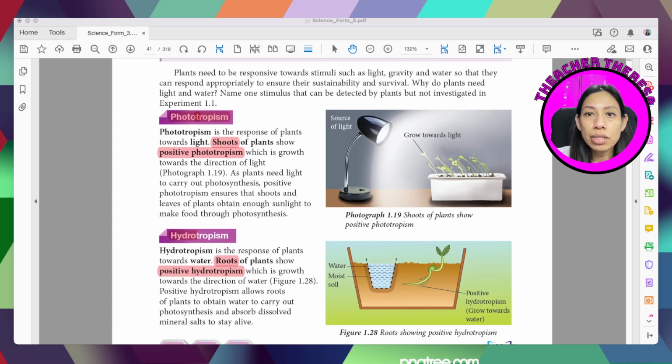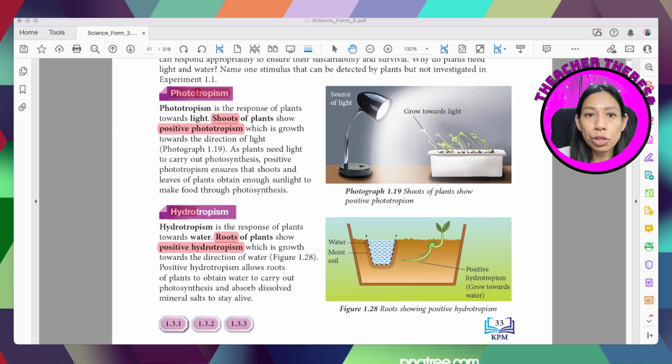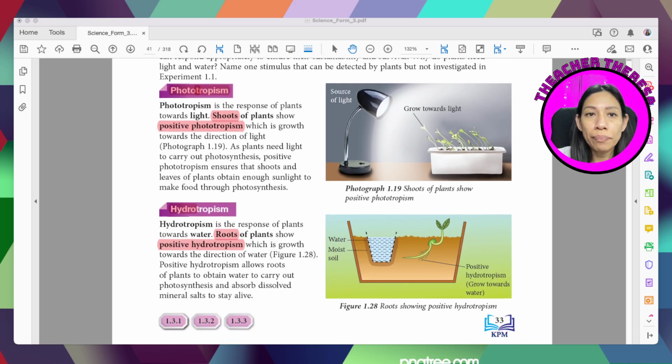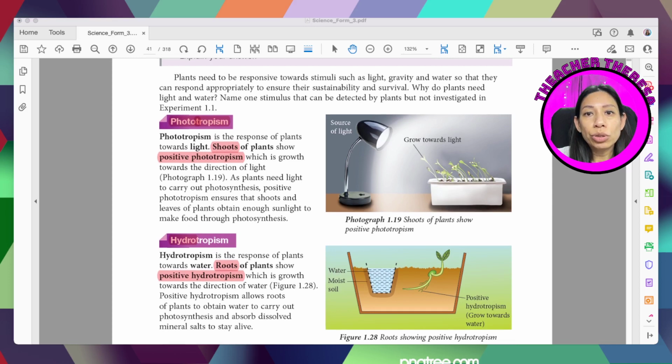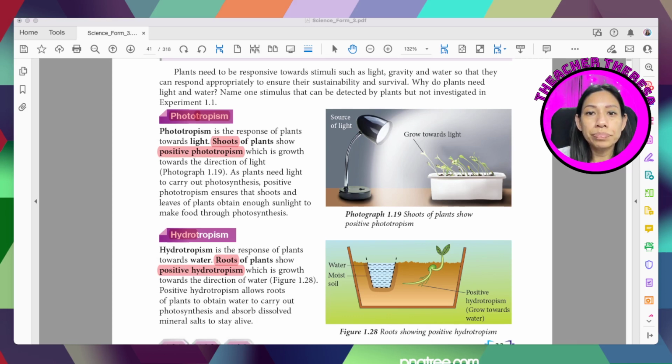Hydro is water. So hydrotropism is only in the root. You have positive and negative. Positive means growing towards, negative means away. So phototropism can be positive or negative. For example, the shoot will have positive phototropism, whereas the root will have negative phototropism. Negative means away, positive means towards.